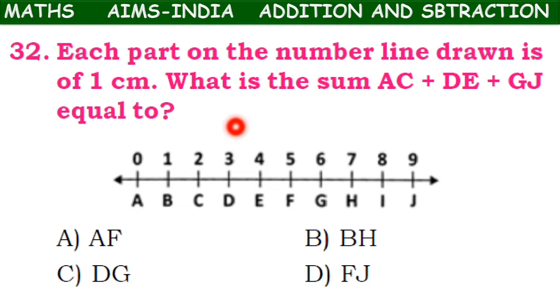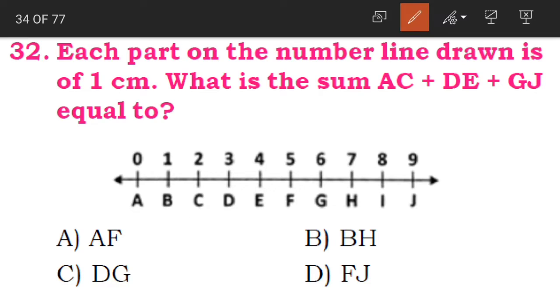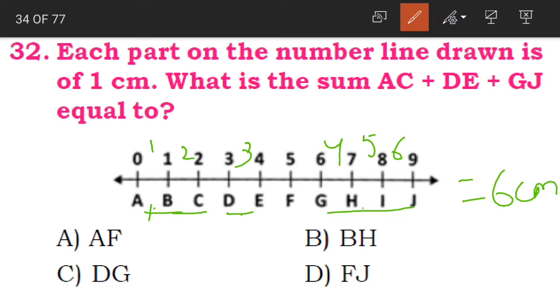Each part of the number line is drawn of 1 centimeter. What is the sum AC plus DE plus GJ equal to? AC, DE and GJ. What are they saying? Each part is equal to 1 centimeter. Here we are having one part AC, right? 2. This is the third part, 4, 5 and 6. How many parts are we having in total, children? 6 parts. Yes. So the answer is what? 6 centimeters. Clear? 1 centimeter, 2, 3, 4, 5 and 6. The total is 6 centimeters.